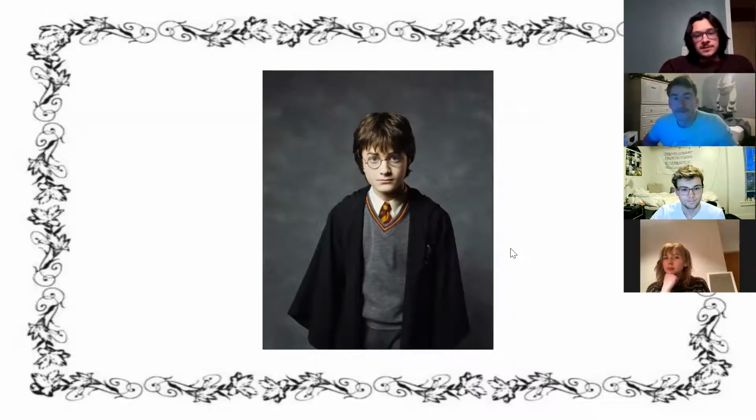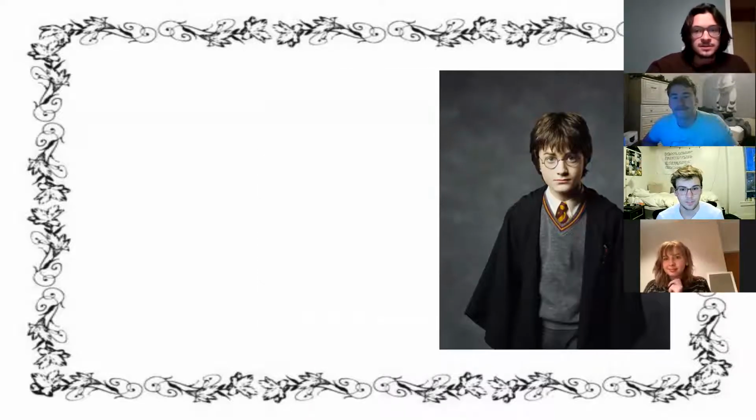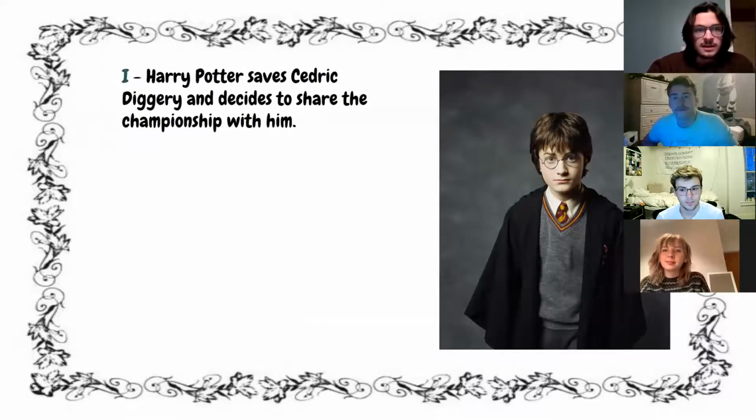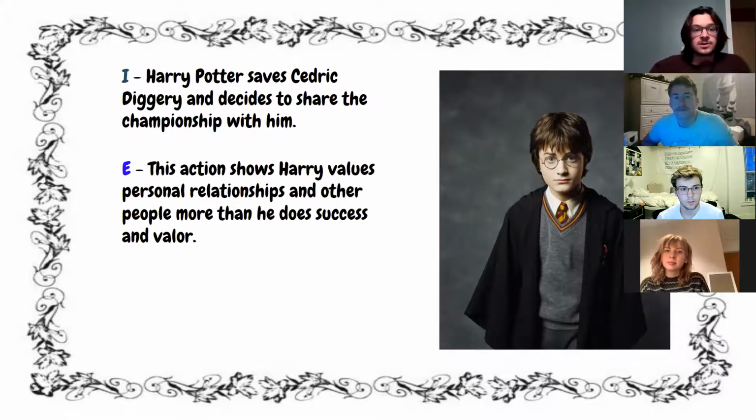For an example, I know you've all seen Harry Potter, so we'll start with a quick tutorial. We identify the action as Harry Potter saves Cedric Diggory and decides to share the championship with him. That's what we identified from the text. In evaluating it and thinking a little more deeply, asking these questions, we decide that this action shows Harry Potter values personal relationships much more than he does success and valor.